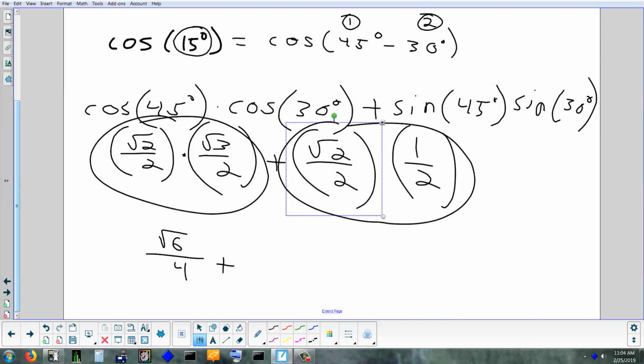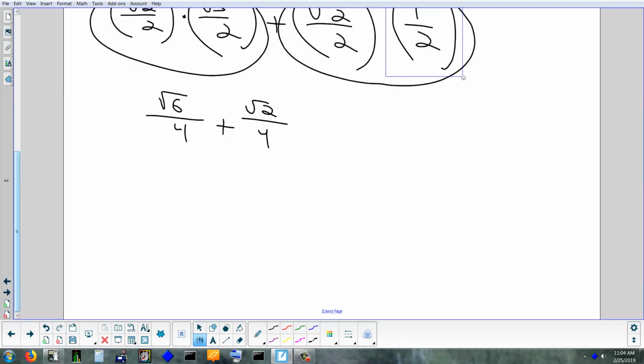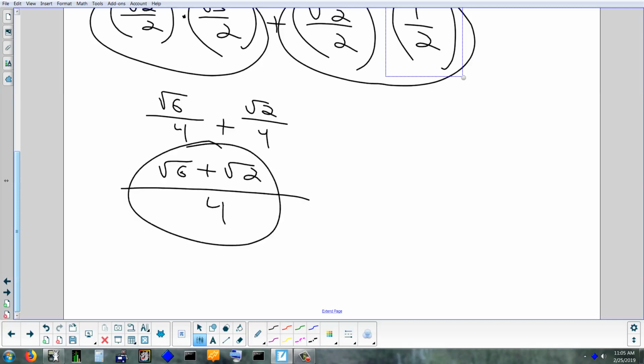Multiply what's in the top. Square root of 2 times 1. Square root of 2. And then the bottom is 2 times 2 again, which is 4. Now, since you have a common denominator, you can just put them together. Just do it like this. That's how you'd write the final answer.